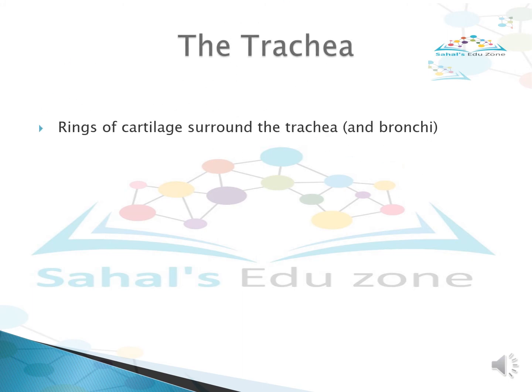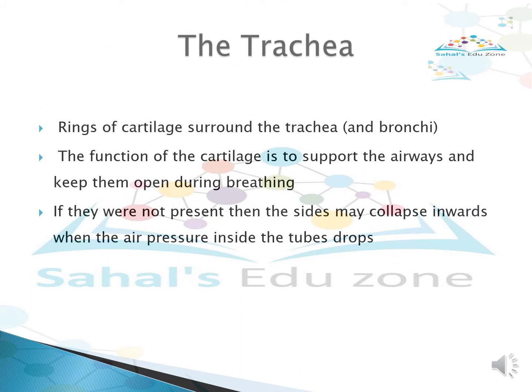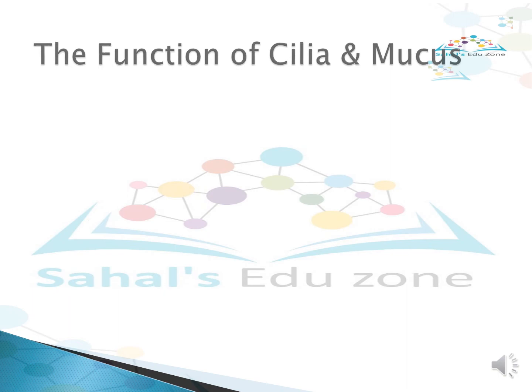The trachea. Rings of cartilage surround the trachea. The function of the cartilage is to support the airways and keep them open during breathing. If they were not present, then the sides may collapse inwards when the air pressure inside the tubes drops.